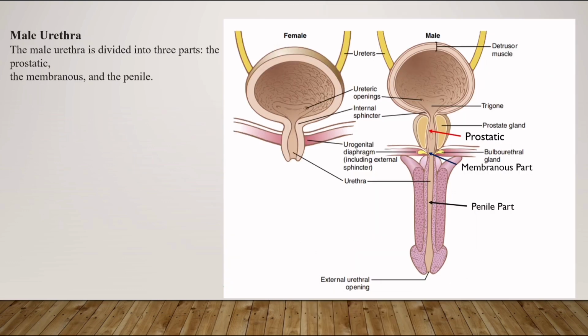Done. Then the urethra. So this is the female urethra. This is the male urethra. The female urethra is short. The male urethra is long. The male urethra can be divided into 3. The prostatic part is found in the prostate gland. The membranous part is found in the urogenital diaphragm, or the deep perineal pouch. Then the penile part, which is found in the corpus spongiosum.